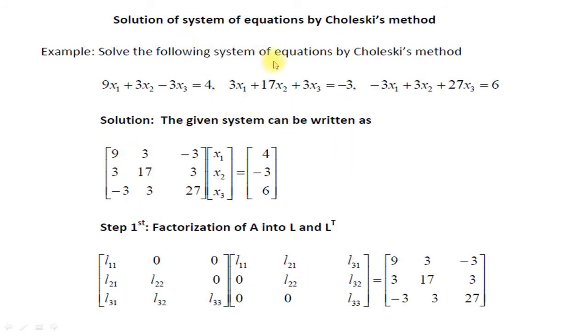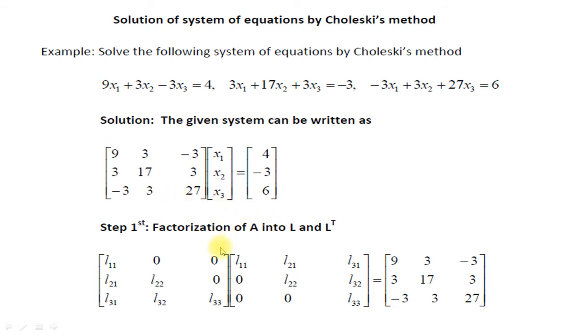Now another example by the Cholesky method. Suppose 9x1 plus 3x2 minus 3x3 is equal to 4, 3x1 plus 17x2 plus 3x3 is equal to minus 3, and the third equation minus 3x1 plus 3x2 plus 27x3 is equal to 6. So write the system in matrix form, and this is the coefficient matrix. Now decompose, factorize this coefficient matrix into the lower triangular matrix and the transpose of the lower triangular matrix. This is actually also called the symmetric factorization.